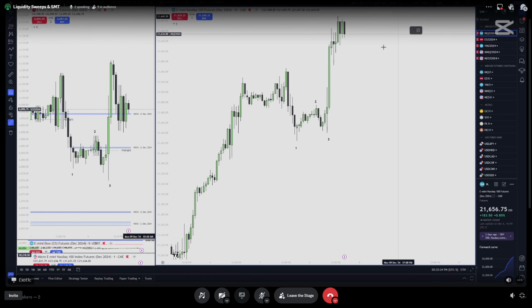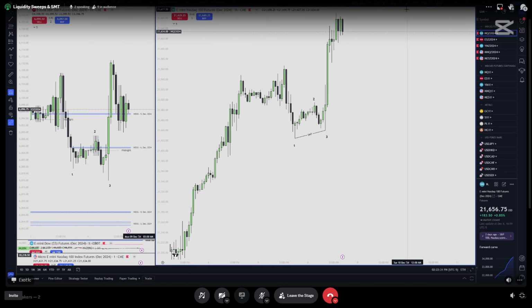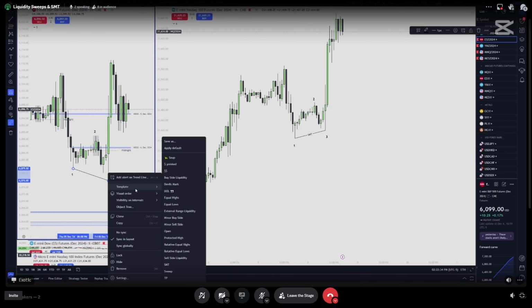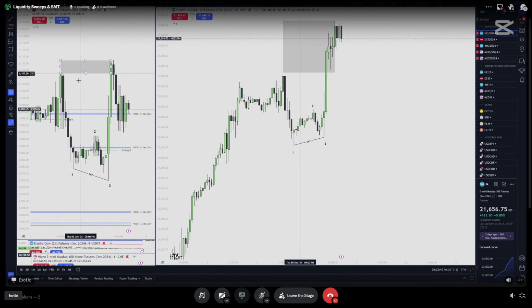We can see that NQ did not take 0.1. That means we have SMT here with ES on 0.1. And the same thing here, we have SMT on ES at 0.1 and 0.3. Right? And now I want you guys to look at how much further we swept the high here on ES compared to how much further we swept the high here on NQ. We can see that's a really big difference.